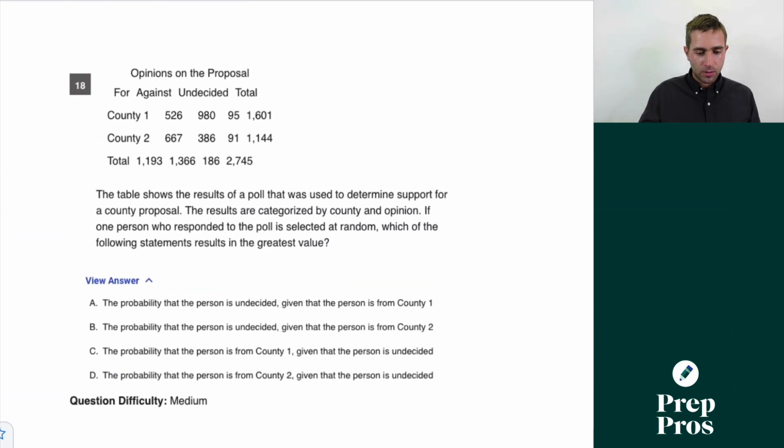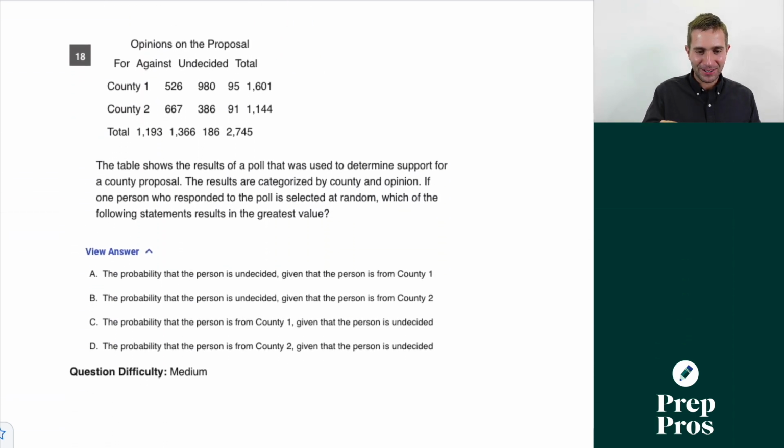All right, question 18 here. This is going to be a little confusing with how this table is. We'll figure this out. The table shows the results of a poll that was used to determine support for a county proposal. The results are categorized by county and opinion. If one person who responded to the poll is selected at random, which of the following statements results in the greatest value?